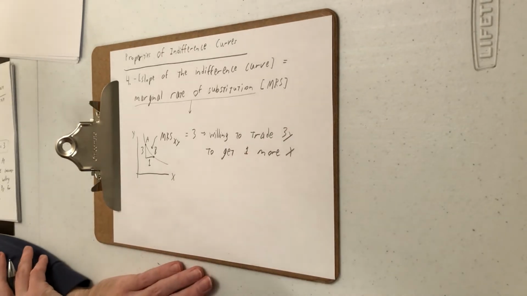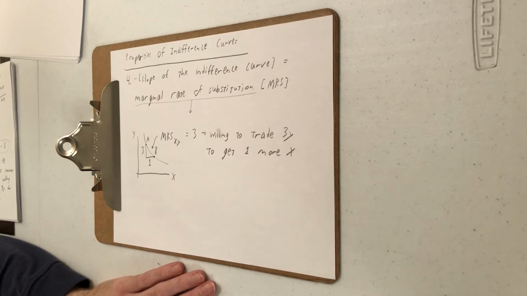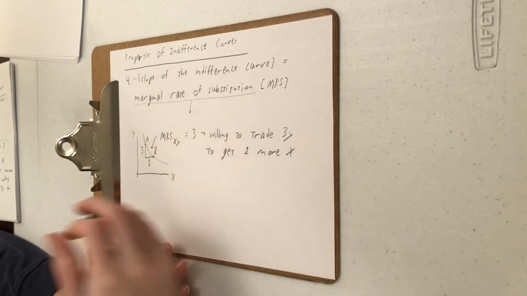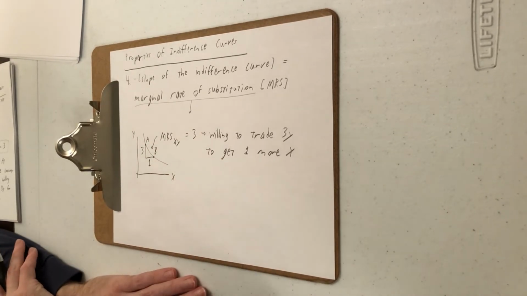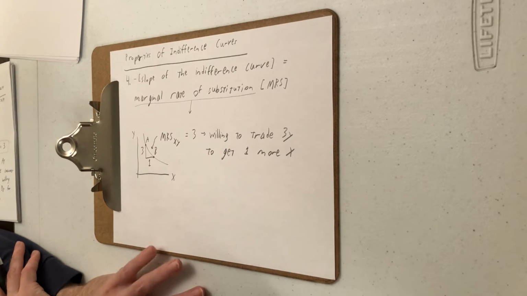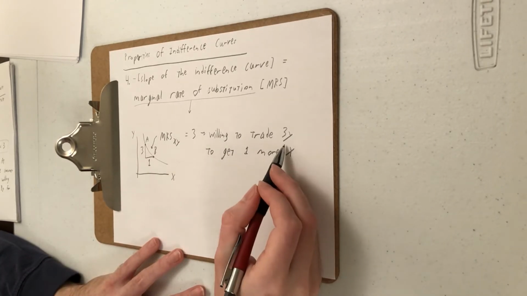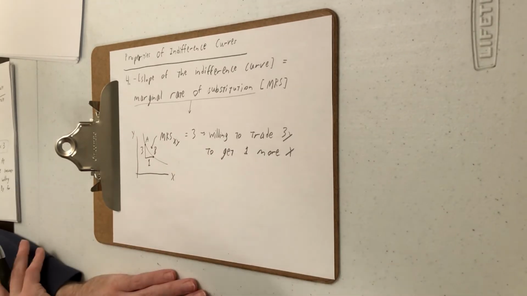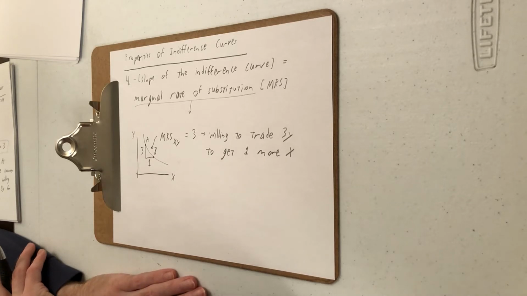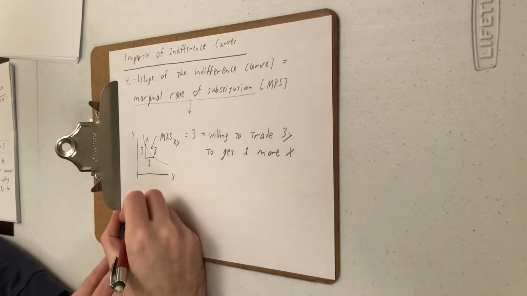And the MRS has a further interpretation. So the MRS, that may have a different number, that'd just be the rate you're willing to exchange. If the MRS had been 4, for example, instead of 3, that means you're willing to give up 4Y to get 1 more X. And another fact about the MRS is that it's equal to the ratio of marginal utilities.